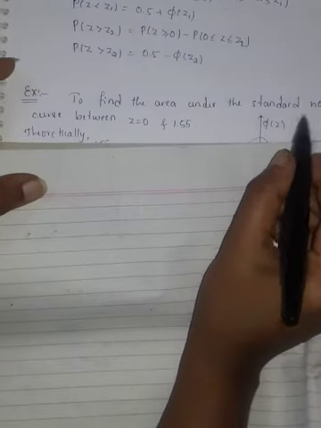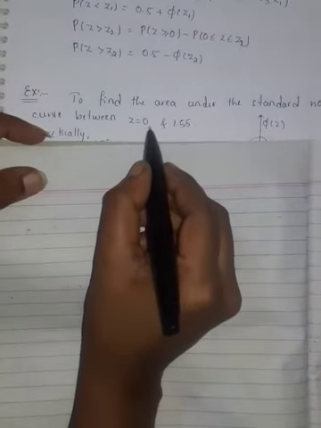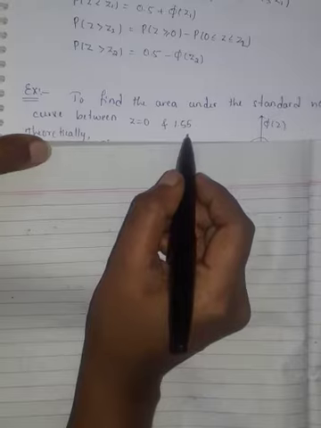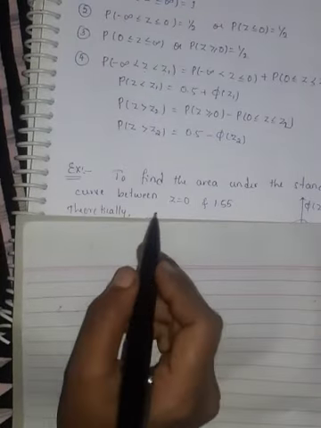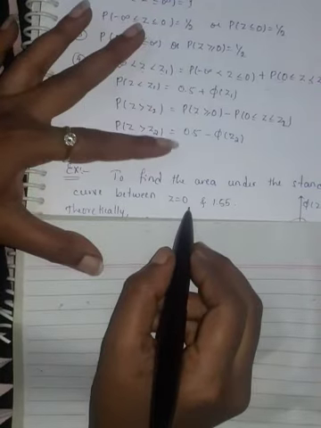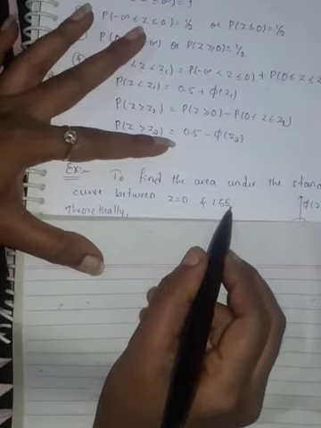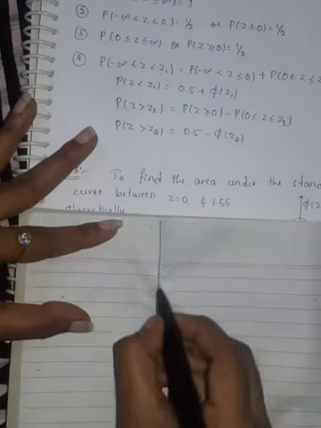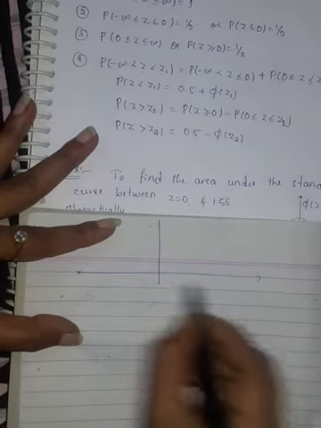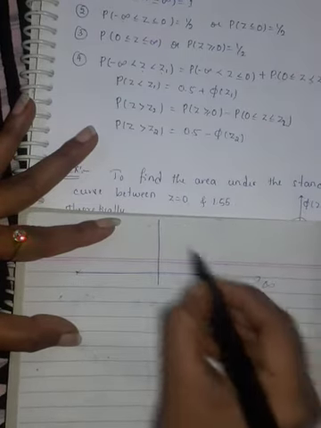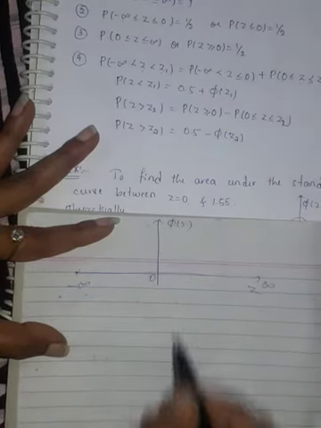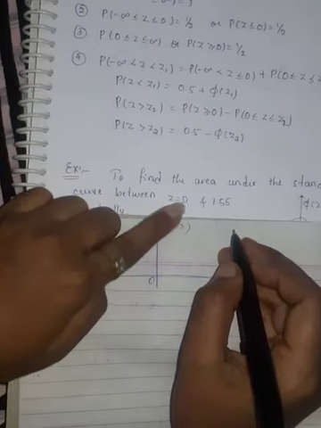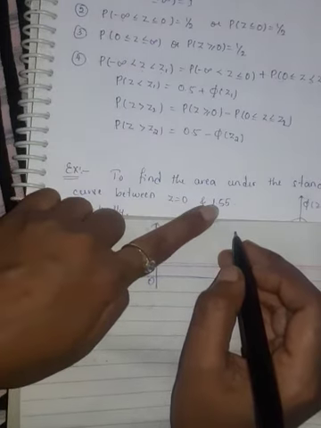To find the area under the standard normal curve between z equal to 0 and 1.55. So here, to find the area under the standard normal curve, they gave the range 0 to 1.55. Let us first consider a curve. This is plus infinity, this is minus infinity, and this is 0.